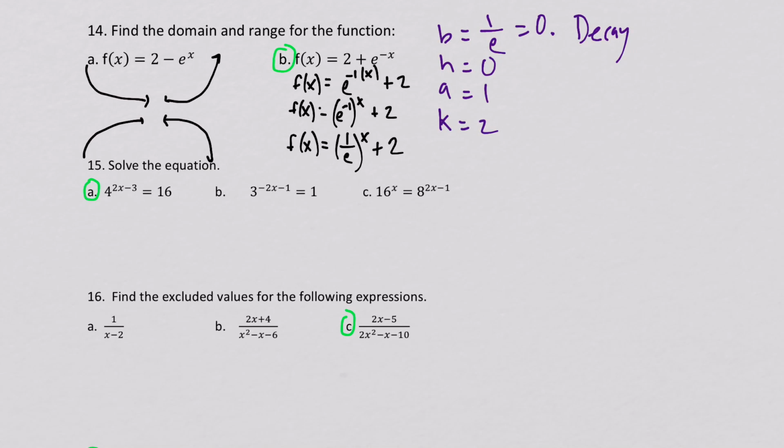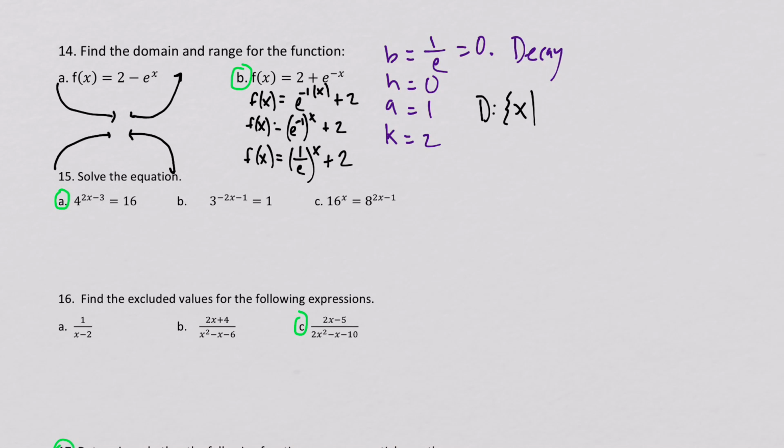So now I know basically the domain and the range. The domain for all exponential functions is always the same. All values of x such that x is all real numbers, or you can say from negative infinity is less than x, less than positive infinity. That means x could be anything. You could plug in any value of x.